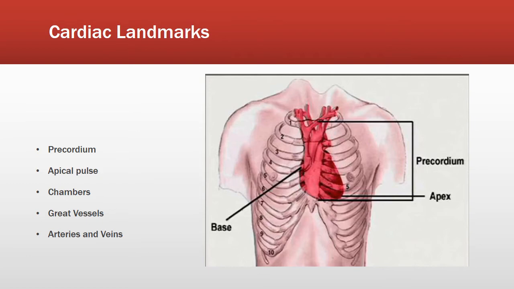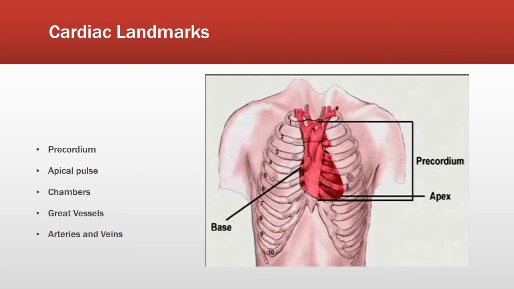The next cardiac landmark is the apical area. So the apical area is at the apex of the heart. It's between the fifth and sixth ribs, which is the fifth intercostal space. And you measure the apical pulse there. You can palpate the apical pulse. You can also auscultate the apical pulse.